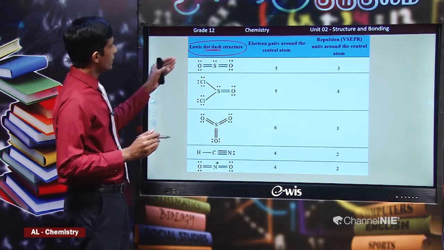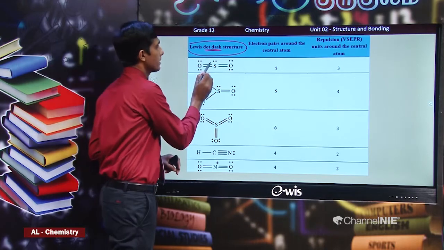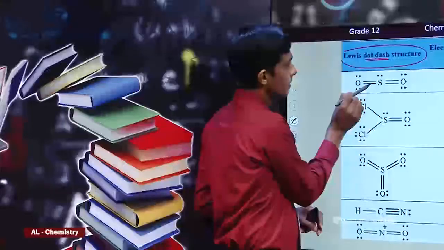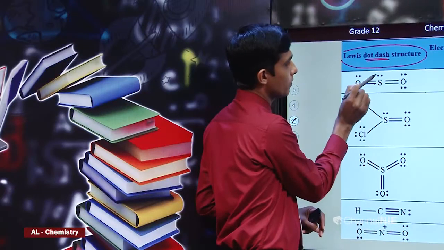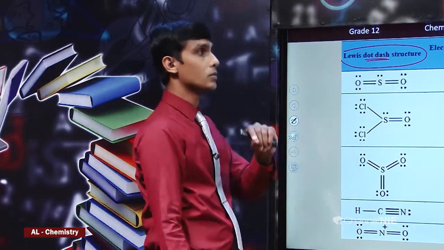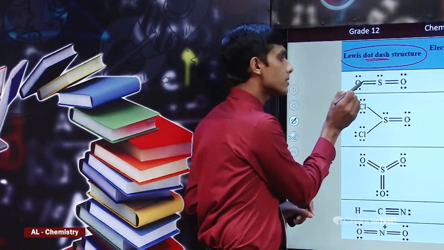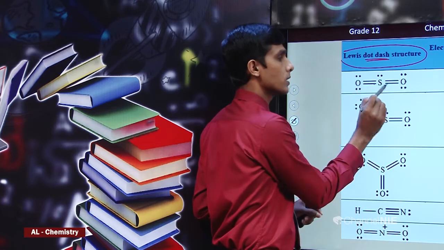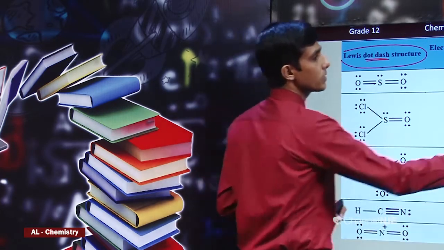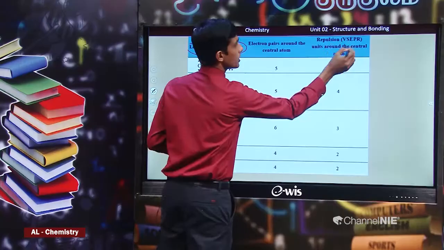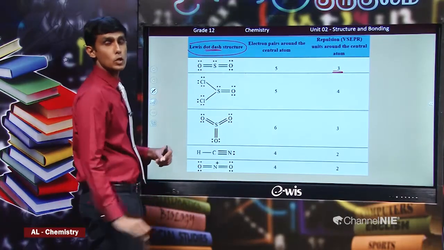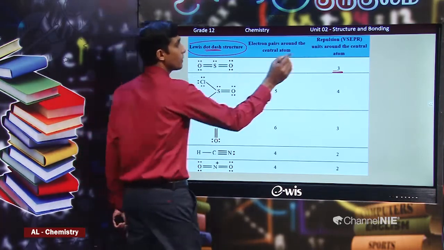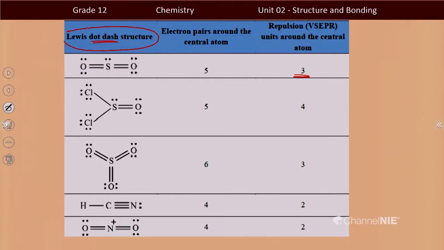So, in this one, for example, around sulfur you can see electron pairs: double bond, 1, 2, 3, 4, 5 electron pairs there. Repulsive units or VSEPR pairs: here this double bond has 1 pi bond and a sigma bond, here also 1 pi bond and a sigma bond. So, 2 sigma bonds and 1 lone pair. So, repulsive units are 3. That means the number of VSEPR pairs, or VSEPR pair units, equals the number of sigma bond pairs plus lone pairs.